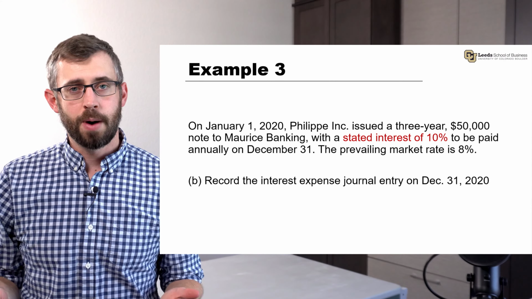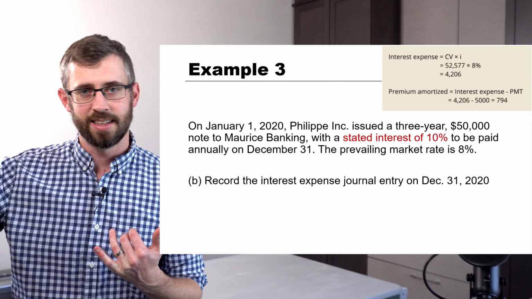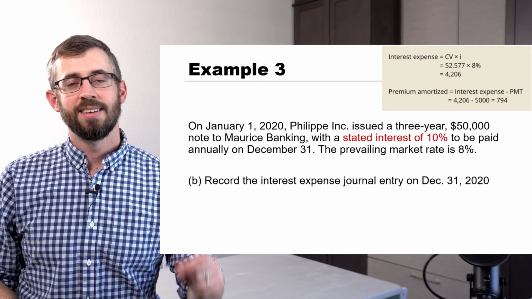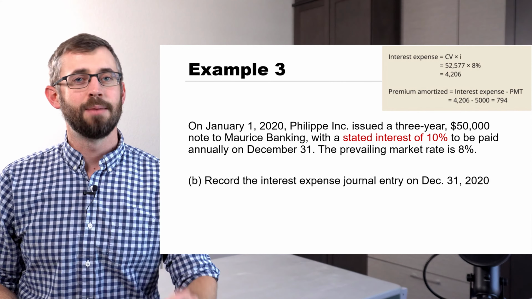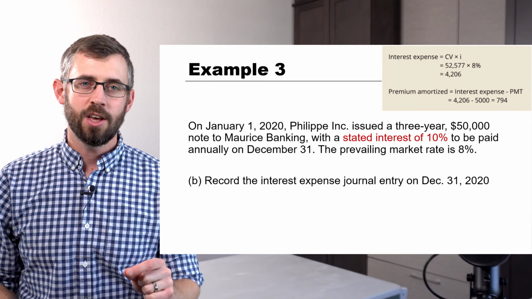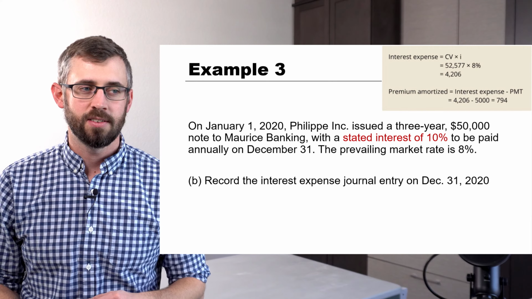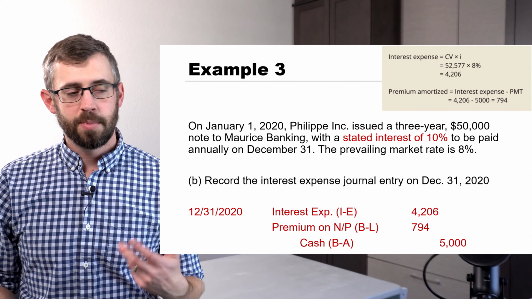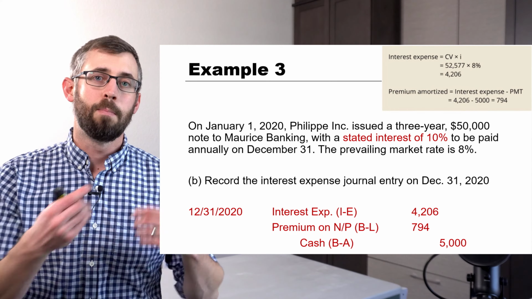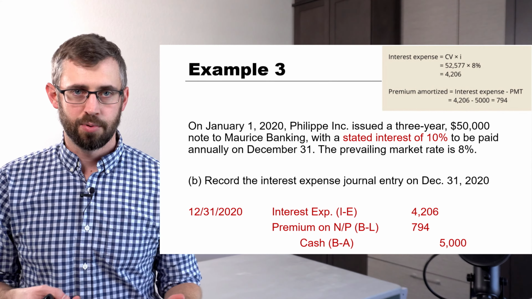Now, as I make coupon payments, I'm going to make a coupon payment of $5,000, right? That's the cash that comes out of my bank account. But my interest expense is the carrying value of the note times the market rate of 8%. So I really only owe $4,206 in interest. Now that extra money that I paid, that extra $794 that I paid in cash above my interest expense, is going to go to a debit to the premium.